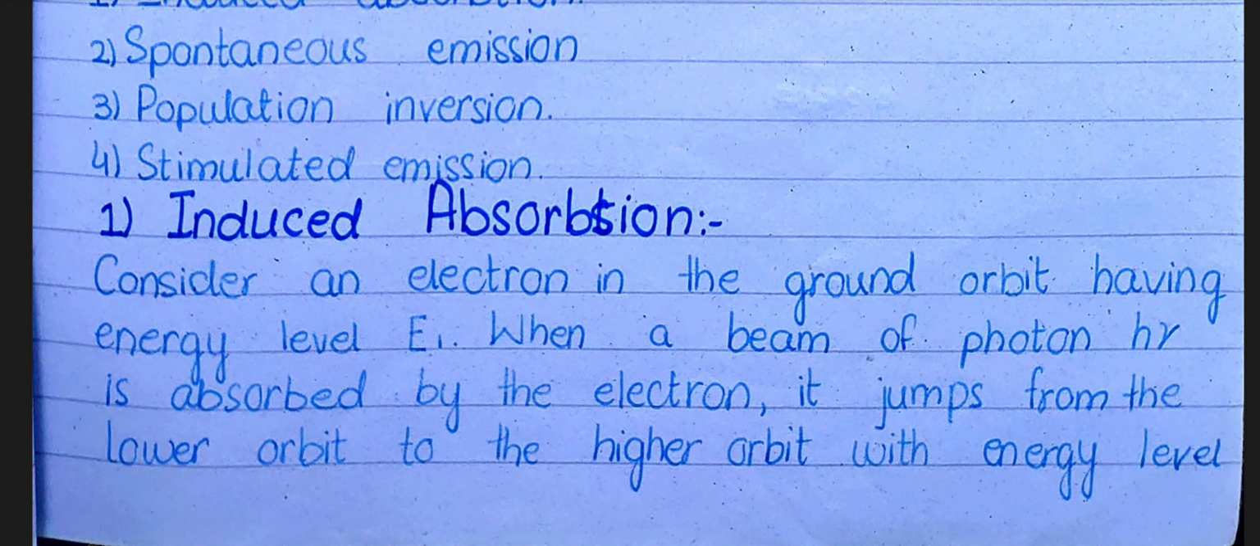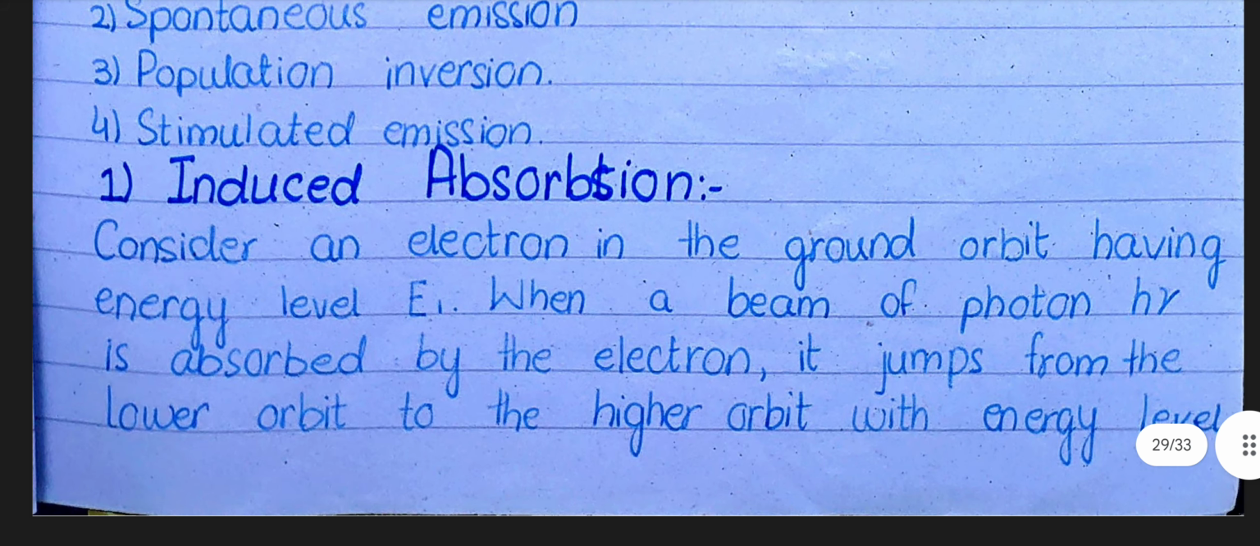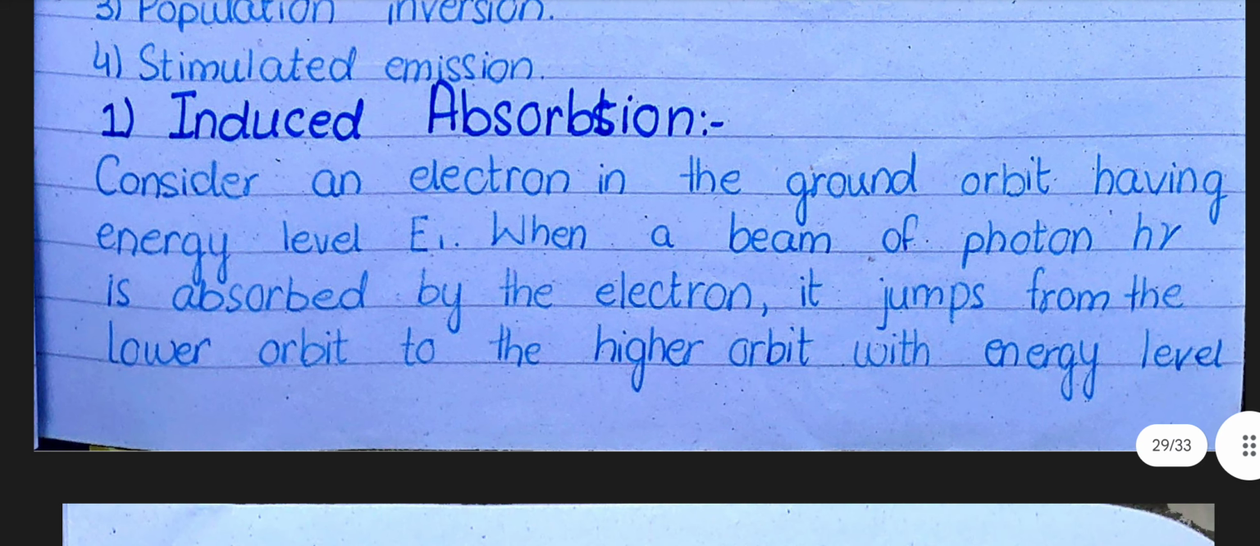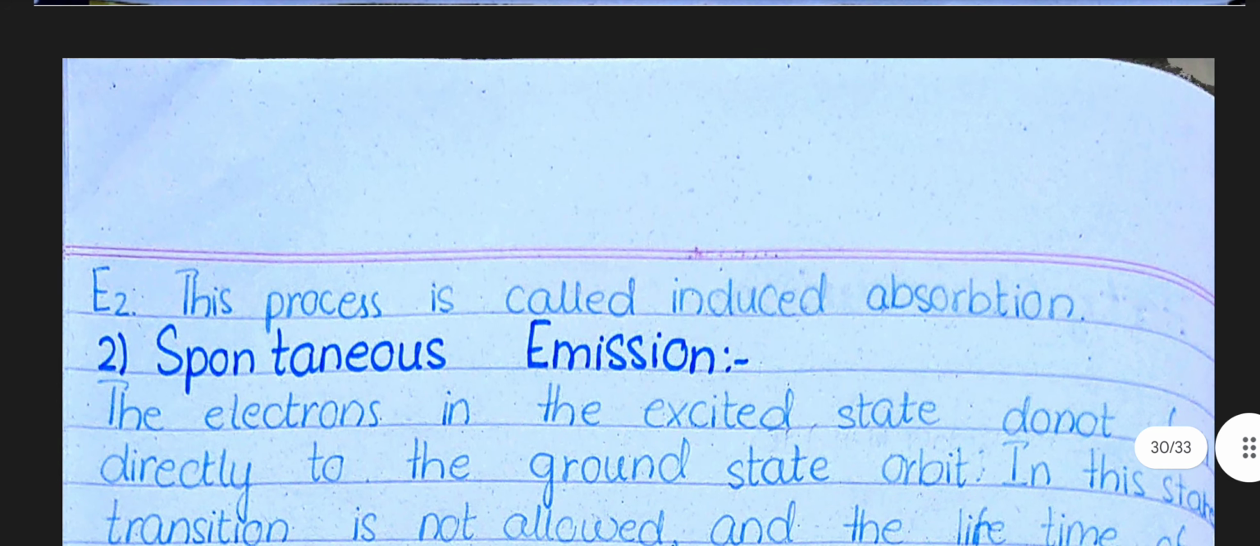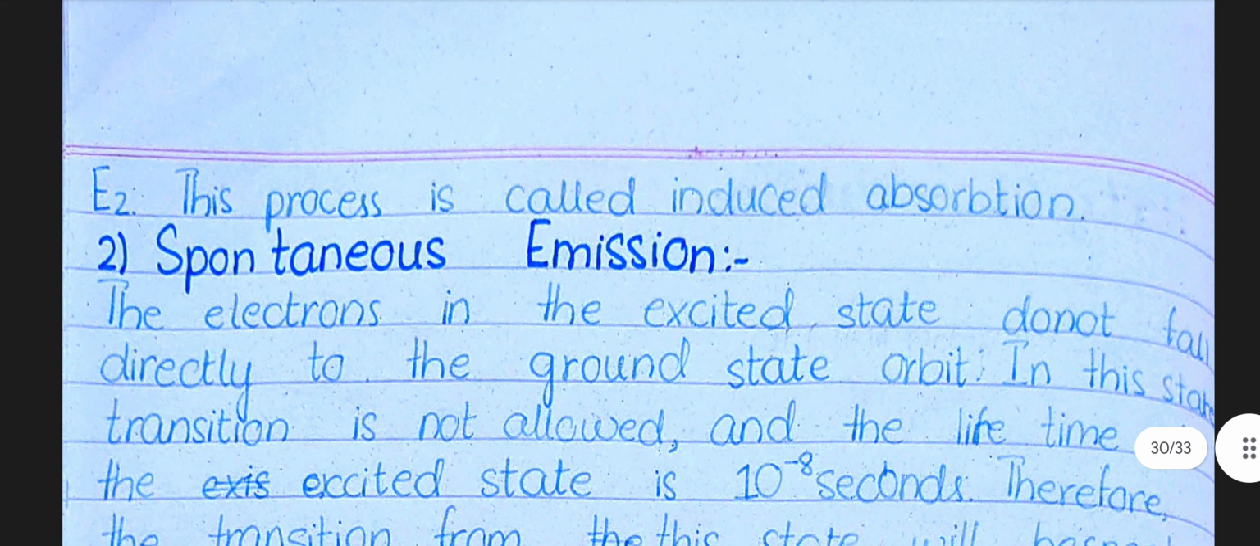Induced absorption: consider an electron in the ground orbit having energy level E1. When a beam of photon hν is absorbed by the electron, it jumps from the lower orbit to the higher orbit with energy level E2. The process is called induced absorption.